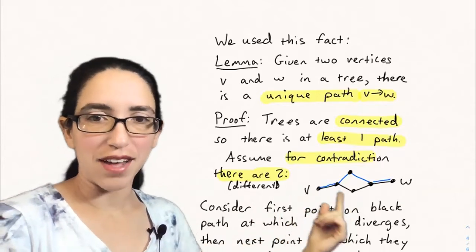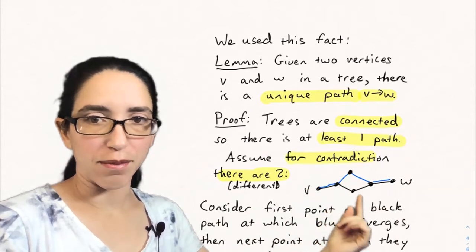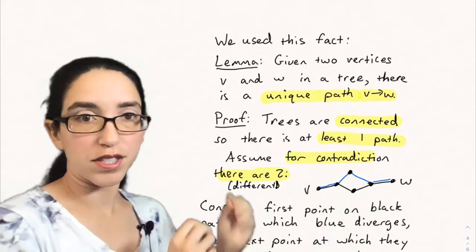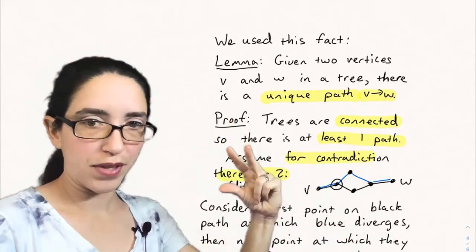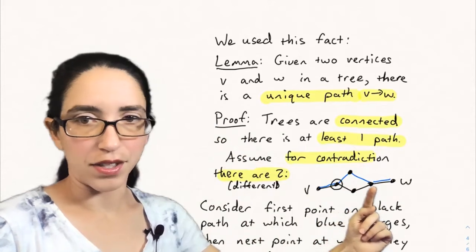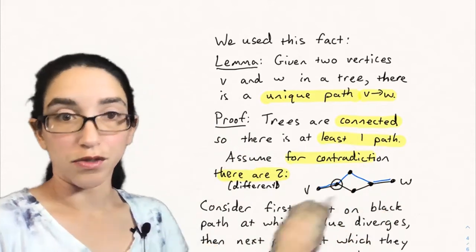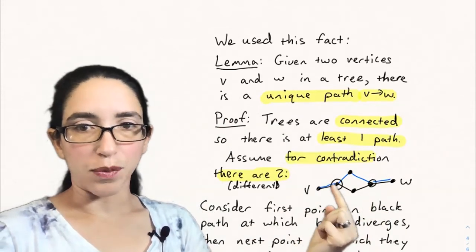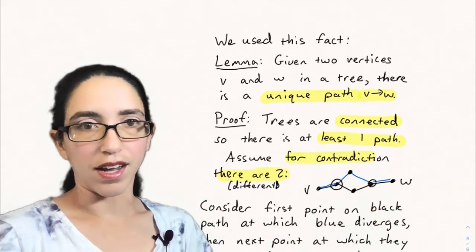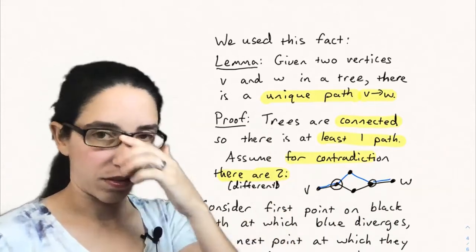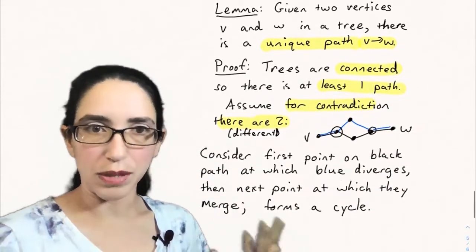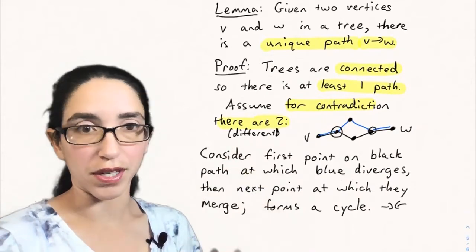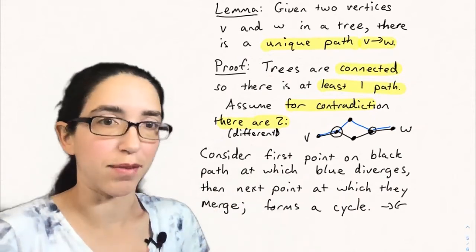So if there's two paths, then if they're different, then at some point, as you go along, maybe they're the same to start, but at some point the black and blue edges split. And you take the first point at which it diverges, and then you keep following the black path until you get to the first point at which the blue remerges with that black path. And what that means is that we have a non-trivial cycle in our tree that doesn't involve just going forward and back. And so, in other words, you'll always be able to form a cycle if you have two distinct paths from v to w. And so that's a contradiction because we assumed our graph was a tree. And a tree is defined as something that has no cycles.